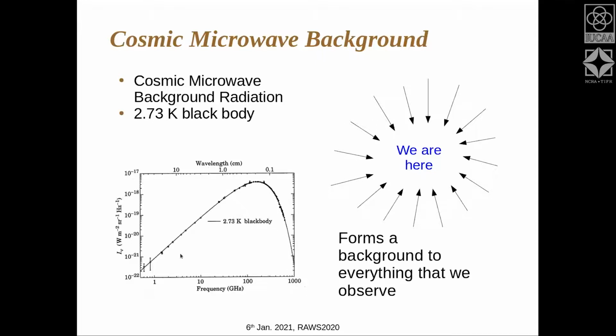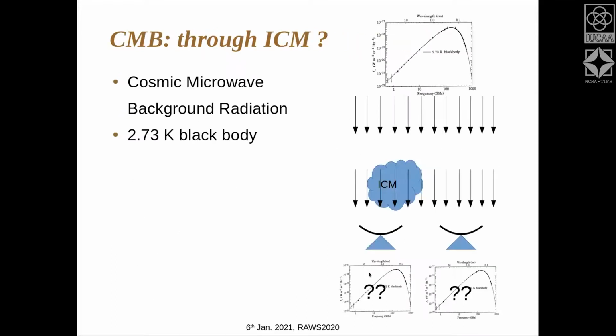If you measure in the right wavelength band, you can measure this black body radiation. And this is a background to everything that we observe in the universe. So now, what happens if we look at the cosmic microwave background radiation in a direction where there is no galaxy cluster along the line of sight, and in another direction where there is this intracluster medium intervening our line of sight? And what if we measure the spectrum of the black body?